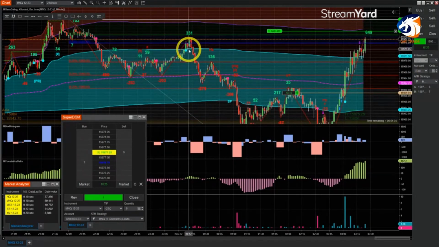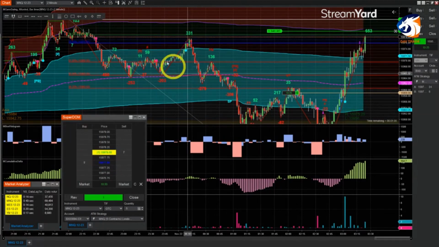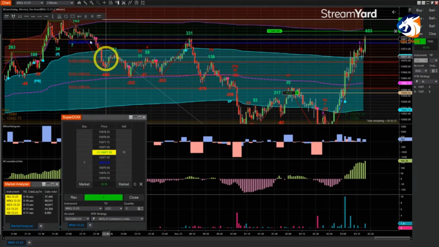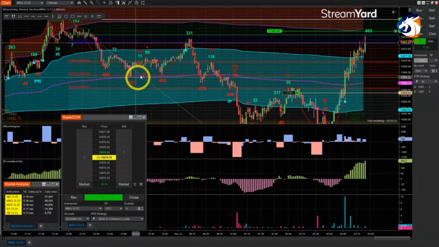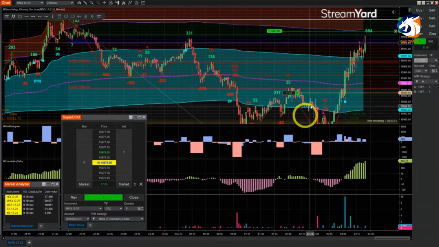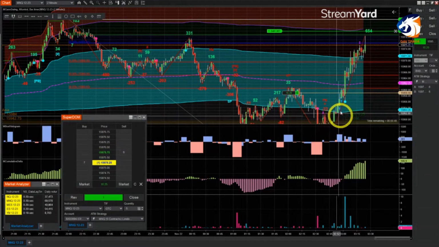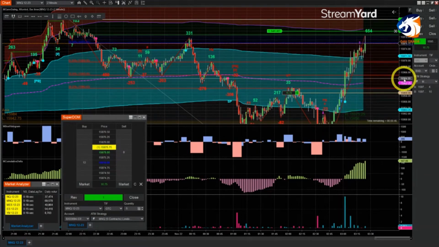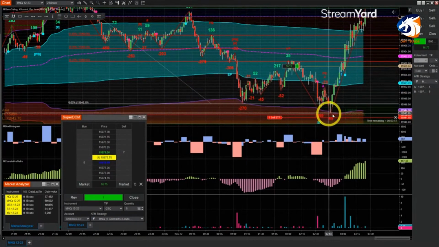Same thing here, you can see, but it really failed. It kind of faked out and came back down. But again, you know, the overall trend is to the downside. Same thing here, overall trend is to the downside, but now we have strong momentum. Why? Because it's coming from the other side. It's coming from the minus two deviation here, whereas here, it's coming from the VWAP.